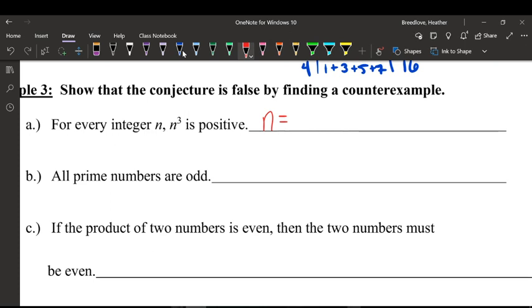So if n was negative, then it would be... Yeah, if n is negative, then it works. So what's a negative number? Any.